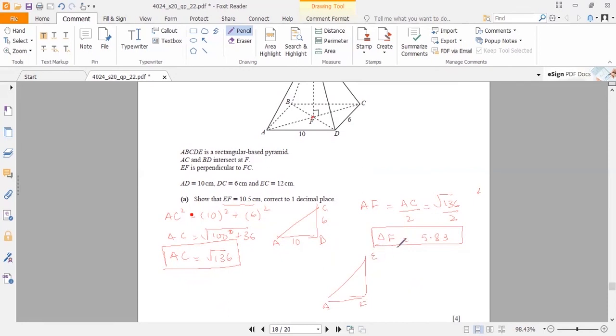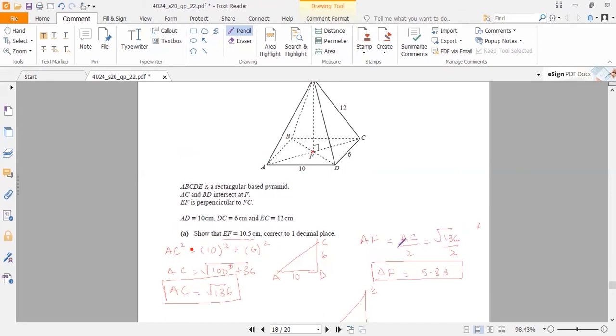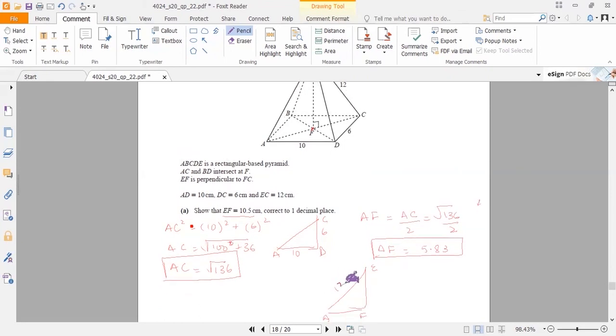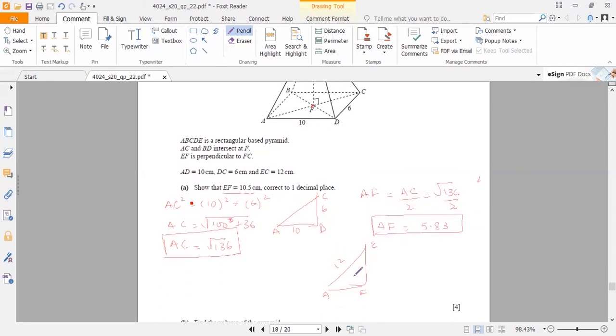AFE. The value of AE is 12 and the value of AF is 5.83. We need to find the value of FE. Again we are applying the formula on triangle AFE, so we need to apply Pythagoras theorem.